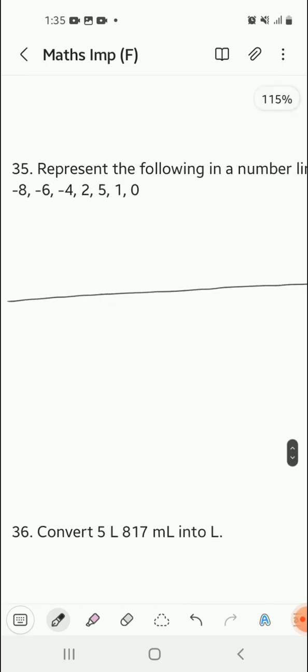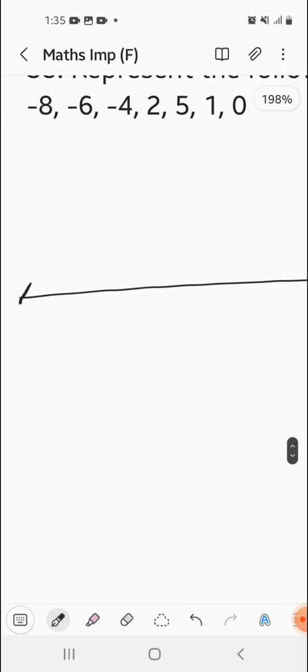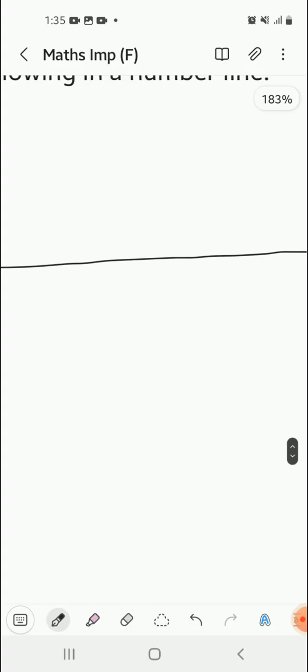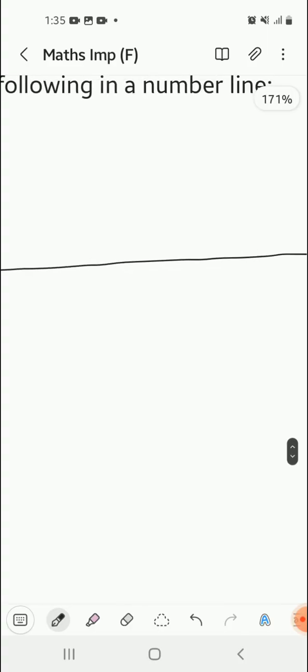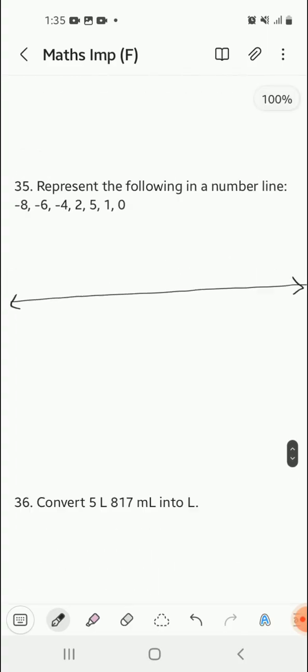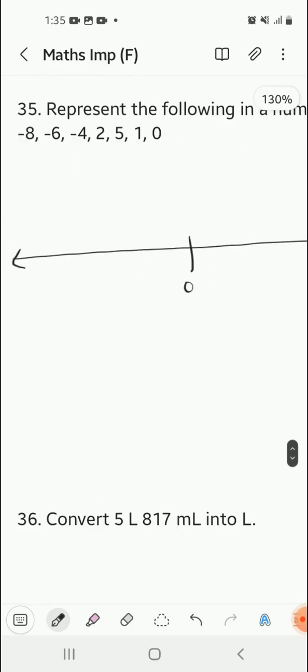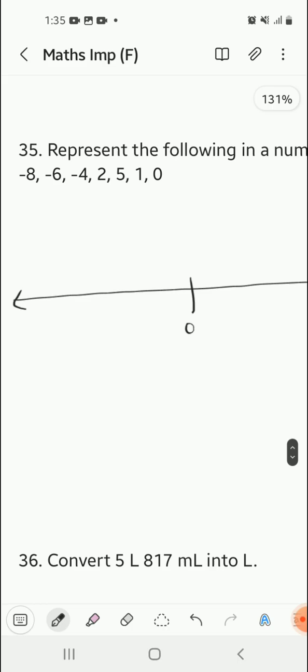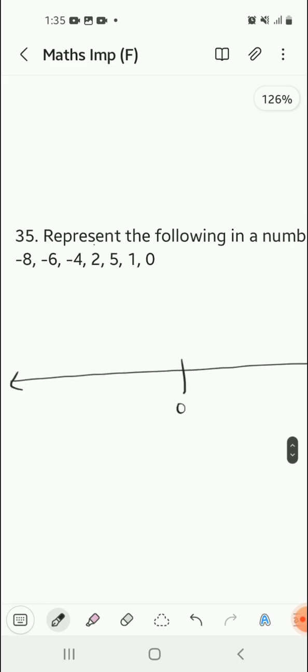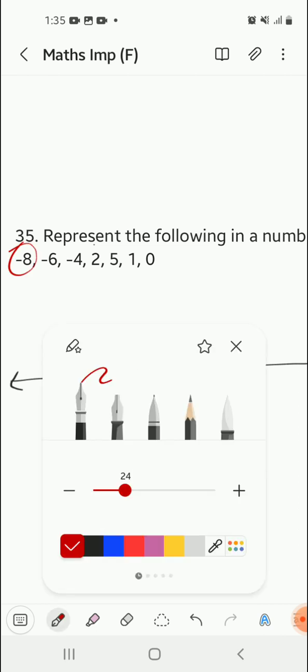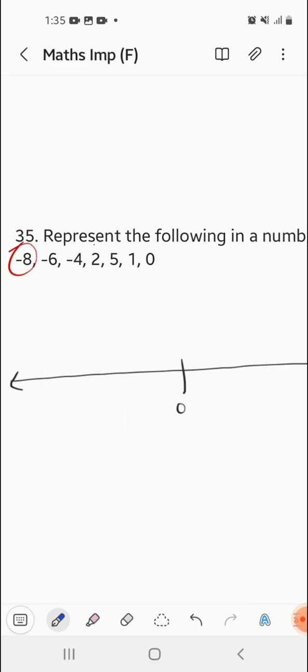Always insert the arrows at both ends. It shows continuation. Put a 0 more or less at the middle. Now we'll check which is the greatest digit of the negative numbers here. The greatest digit that we have over here is -8, and the greatest positive digit that we have over here is 5.